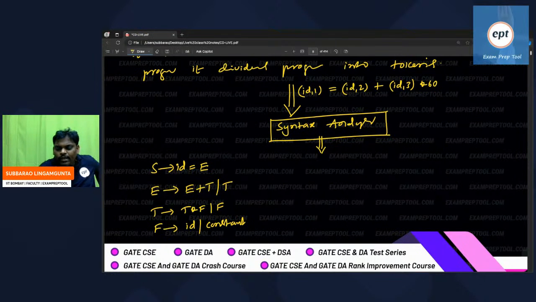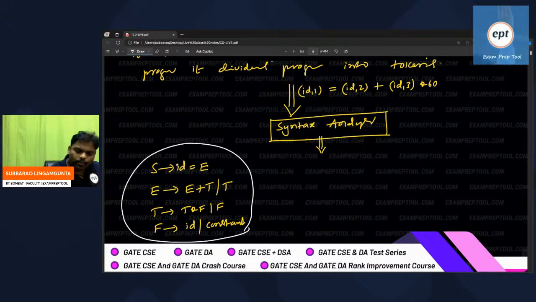Don't worry, you will get it very easily. So see this, everyone, this is the grammar. If anyone doesn't know it, no problem. Be careful now, everyone. Syntax analyzer: this is the input, and this is the grammar.